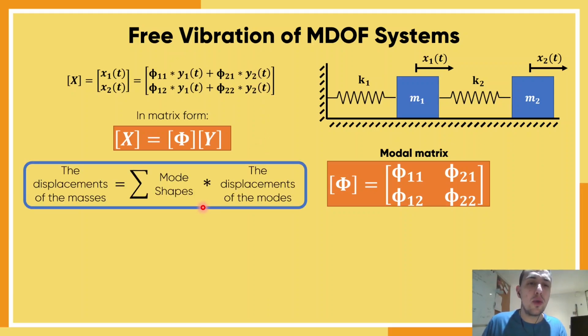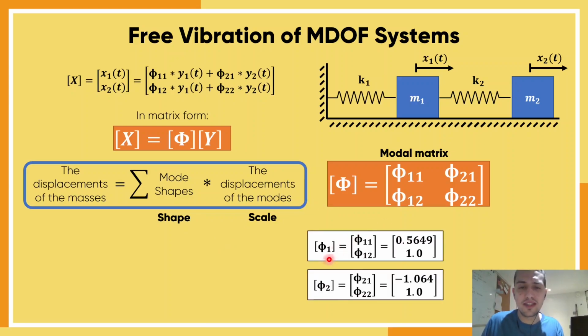Now, in summary, we could read this equation as the displacements of the masses, or if you want, the displacements of the degrees of freedom, is equal to a sum of the mode shapes times the displacement of the modes, where the mode shapes give you the shape of the motion, while the displacement of the modes gives you a scale. And it's this scale that is dependent on time.